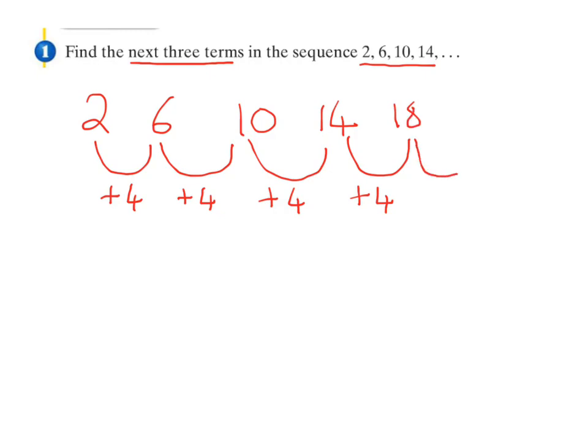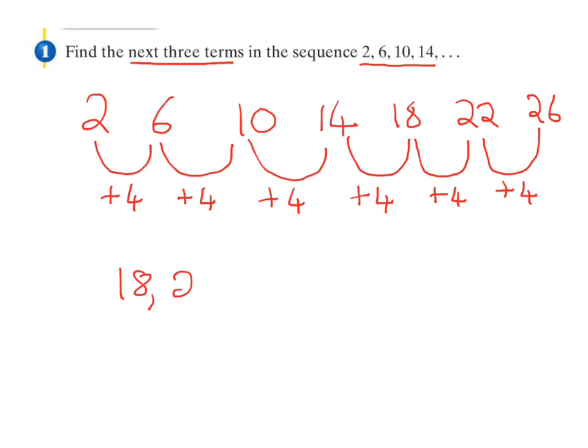And the next term will be 18 plus 4. And that's going to be 22. And the next term, 22 plus 4, is going to give you 26. So the next three terms are 18, 22, and 26. What type of reasoning did we use in order to conclude the next three terms based on the pattern? We used inductive reasoning.